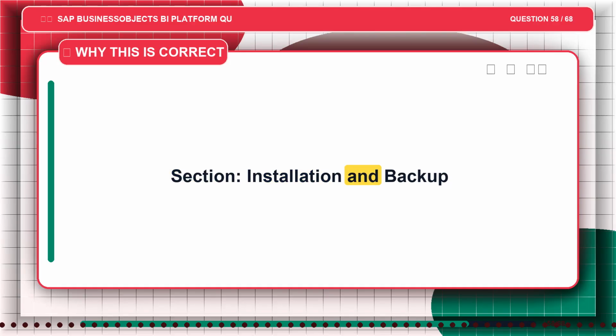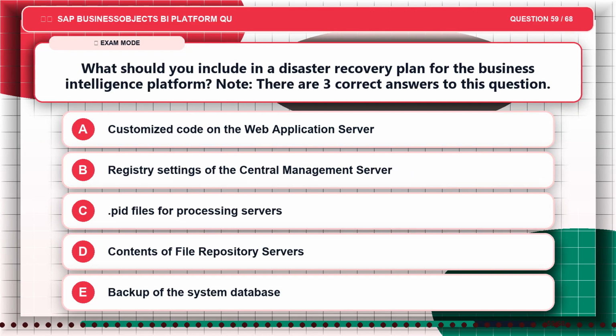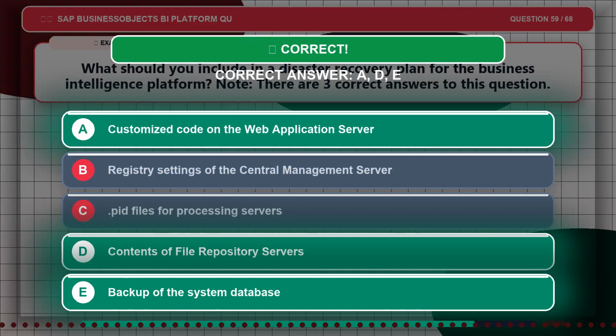Section, Installation and Backup. Question 59. What should you include in a disaster recovery plan for the business intelligence platform? Note, there are three correct answers to this question. Option A, customized code on the web application server. Option B, registry settings of the central management server. Option C, PID files for processing servers. Option D, contents of file repository servers. Option E, backup of the system database. The correct answers are options A and D and E.